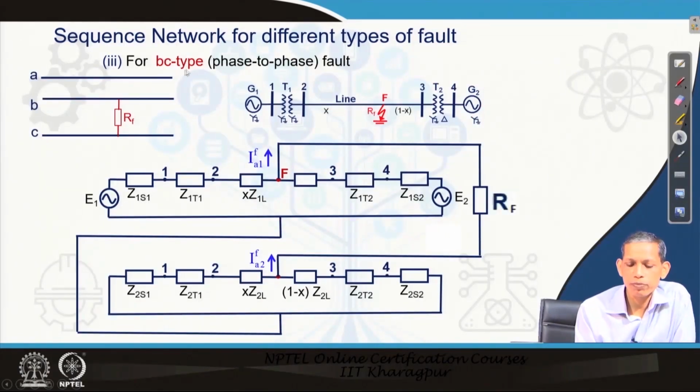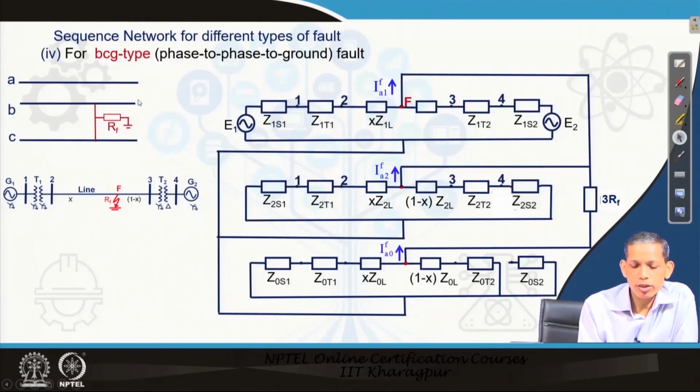Next, another type of fault, the BC type fault. Here a phase to phase fault happens in the B and C phases, with a fault resistance of Rf. We know that for this case only positive and negative sequence components are present, and therefore the positive and negative sequence diagrams are connected in parallel. In this case I1F equals minus I2F. So, that results in the sequence diagram like this.